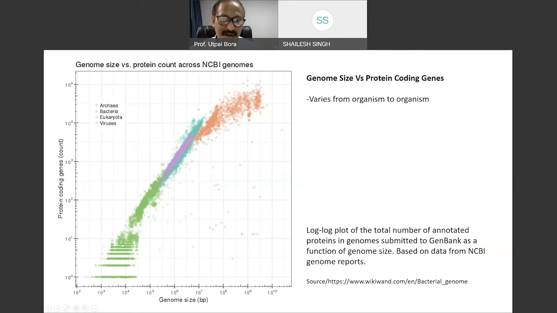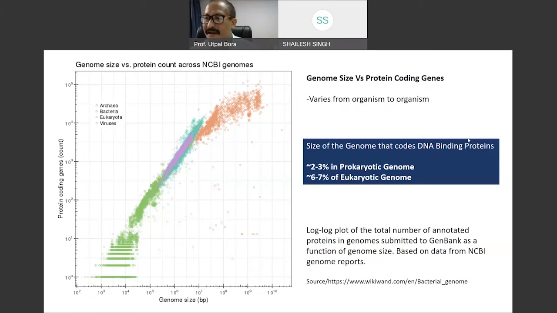Now, number two, with the increasing genome size, we can tell that the number of protein coding genes is also increasing, in the majority of cases. But of course, again, there are outliers where you can see some of the eukaryotes have a very big genome size, but their number of protein coding genes is very, very small. Okay, so these are the outliers. Let us forget about the outliers and go for the general trend. The majority trend almost agrees with this kind of correlation. So this is a log-log plot of the genome size versus the protein coding genes.